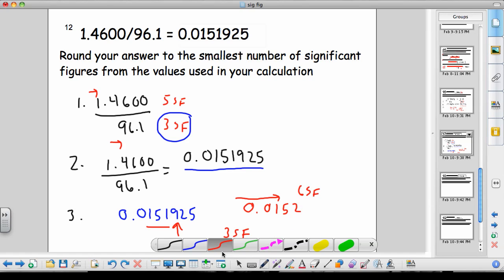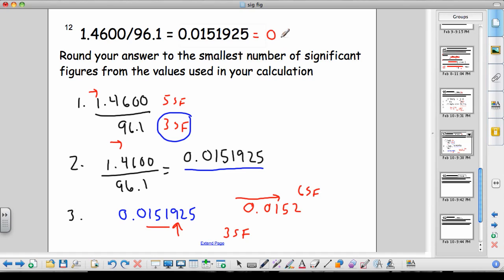So my answer for this problem is 0.0152. So doing the math here, this is what you would actually get. Rounding that to the appropriate number of significant figures, it can only have 3 because that's the lowest value. It should be 0.0152.